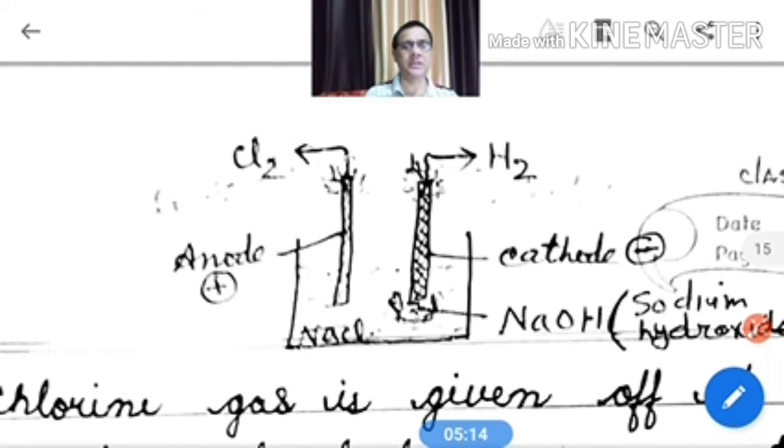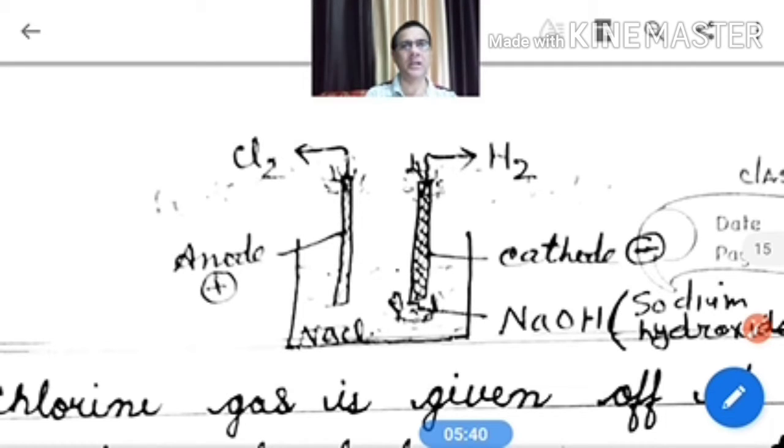And in this process, chlorine is formed as well as one alkali, and that is NaOH. NaOH is a base, and water soluble bases are called alkalis. So since chlorine and one alkali, NaOH, are formed, this process is also called the chloralkali process. It is a very important process. Very often in the board exam it comes with this name.